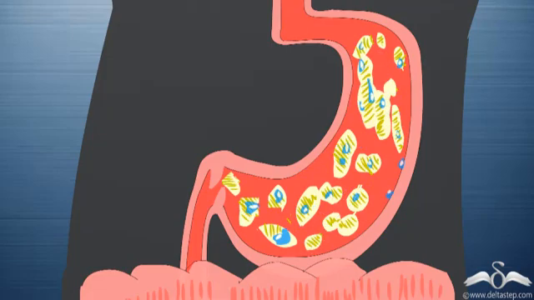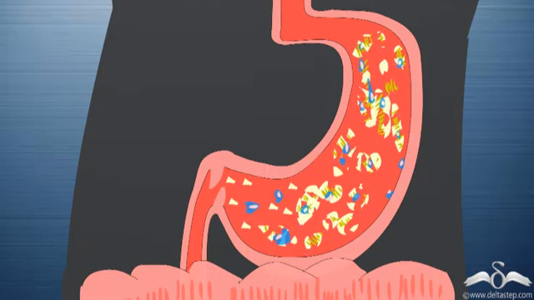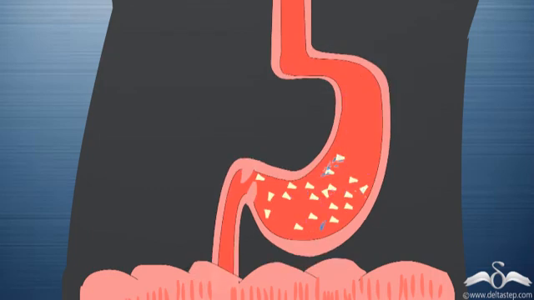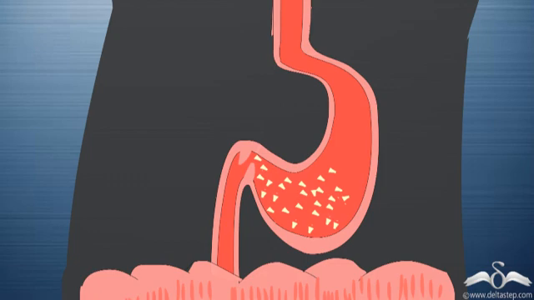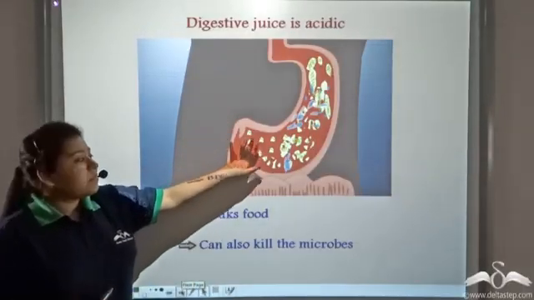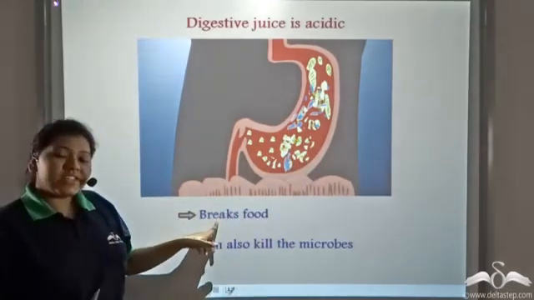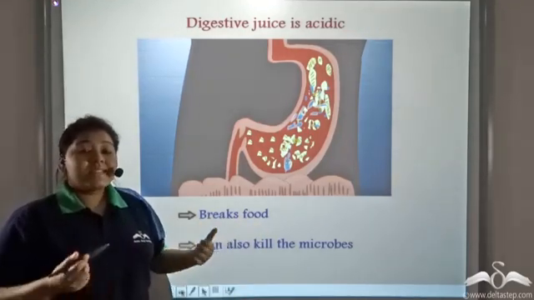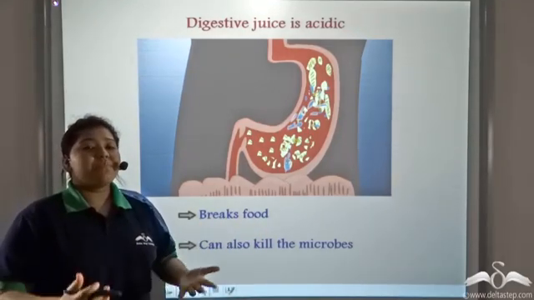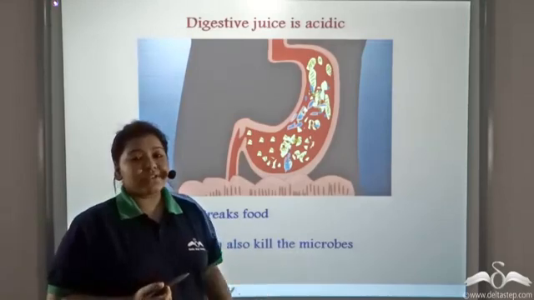So food molecules that we ingest get digested in the stomach, that is, broken down into smaller and smaller particles. Unless the food molecules become smaller, they cannot pass easily through the pyloric sphincter and go into the small intestine. The digestive juices present in the stomach that help in digestion are acidic in nature and break the food. And since it is a strong acid, because of the presence of hydrochloric acid, it can also kill different microbes in the stomach.